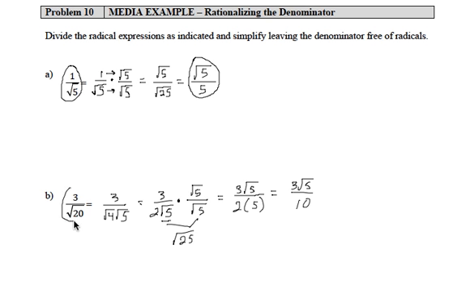So here was our original form with the radical in the denominator. 3 times the square root of 5 over 10 is an equivalent form with no radical in the denominator.